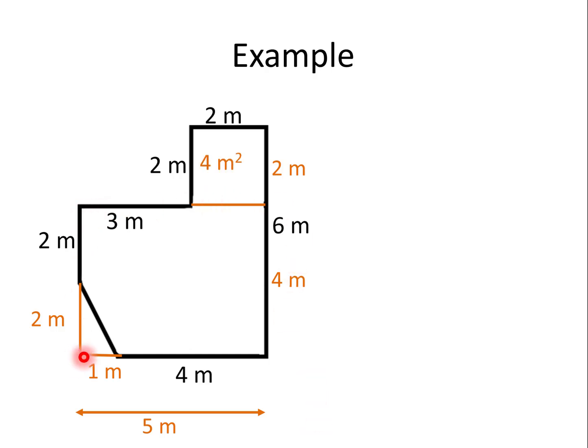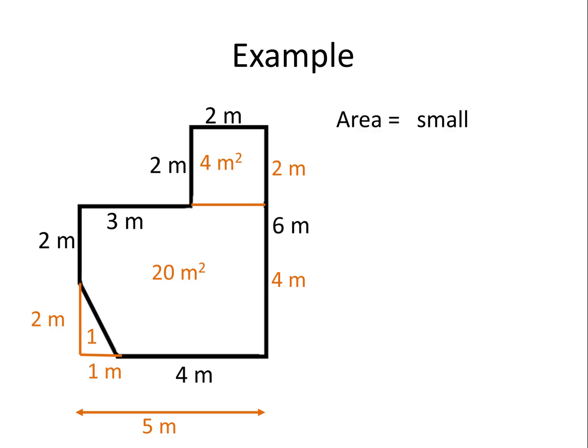Looking at this whole rectangle here at the bottom, I have 4 times 5, which will give me 20 meters squared. And then looking at this triangle here, I have half base times height. I'll halve the 2, which is 1. 1 times 1 is 1. That gives me 1 meter squared.